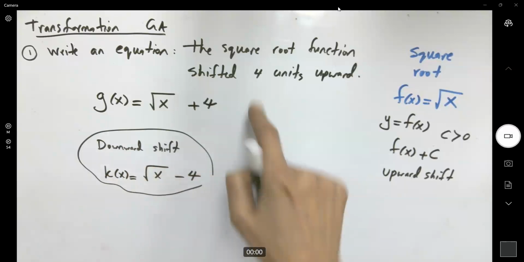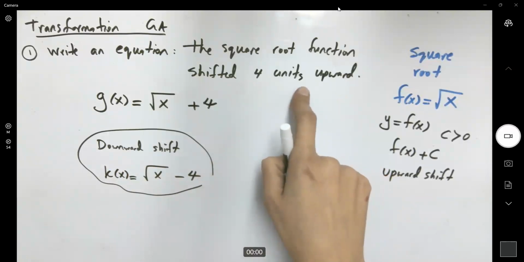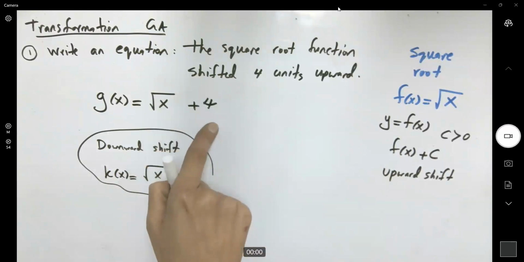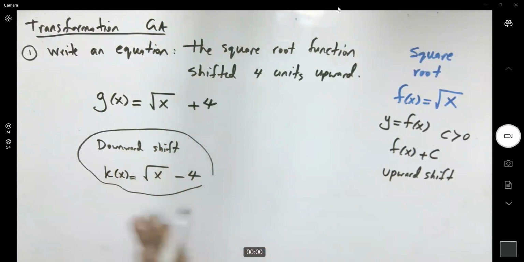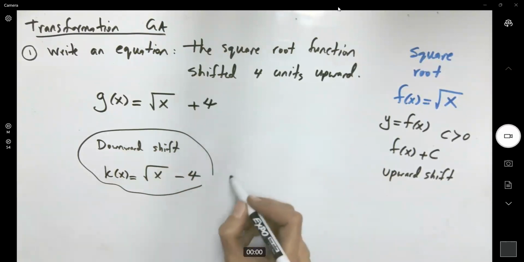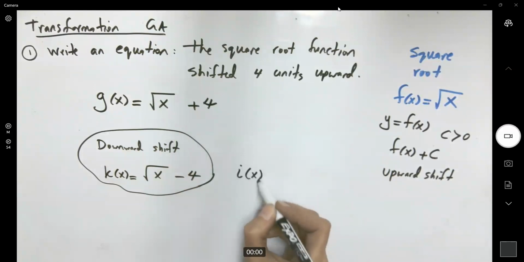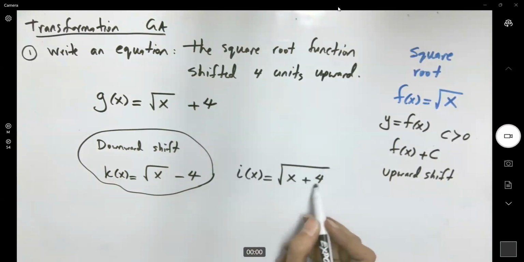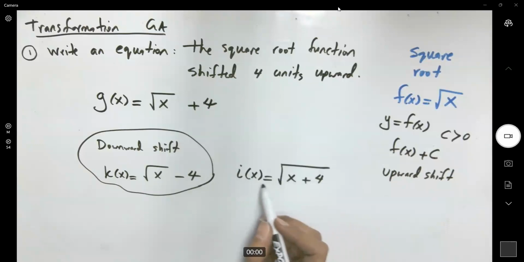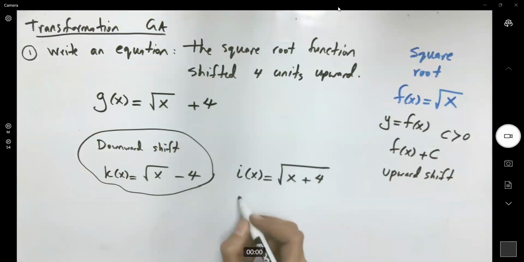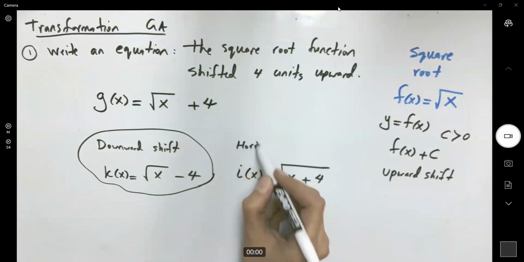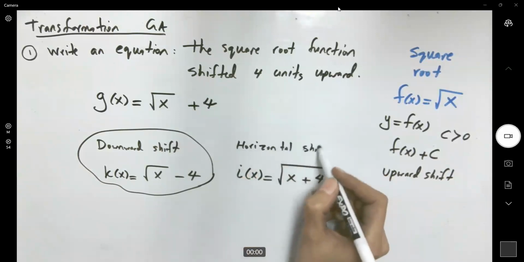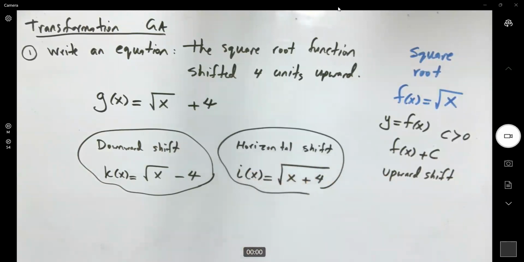So for a downward shift, but since the question says 4 units upward shift, plus 4, note that this 4 is not inside the radical. If you write it inside the radical, you get a horizontal shift. Note that if I write it as, for example, i of x equals square root of x plus 4, it gives me a 4 units shift to the left-hand side. This is a horizontal shift. So know the difference between these.